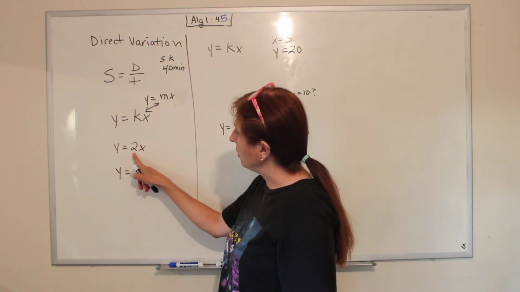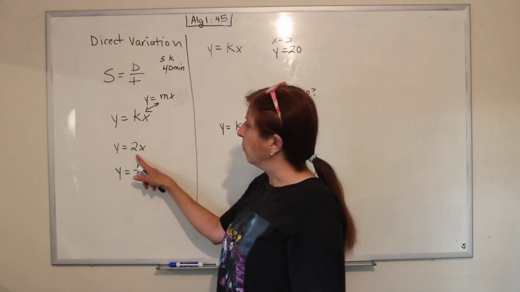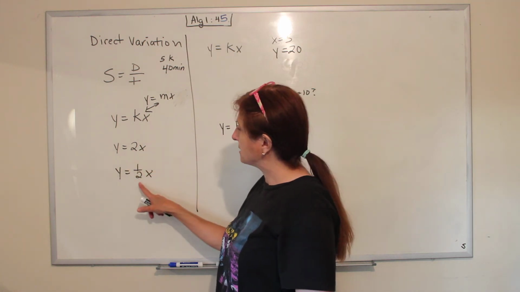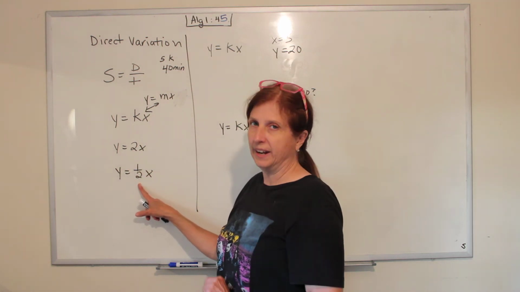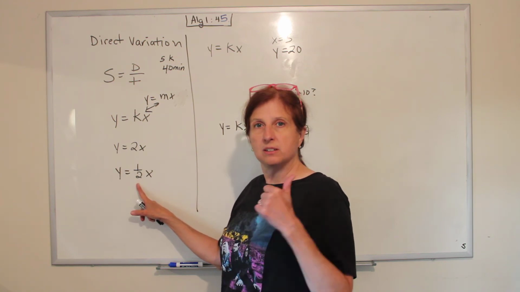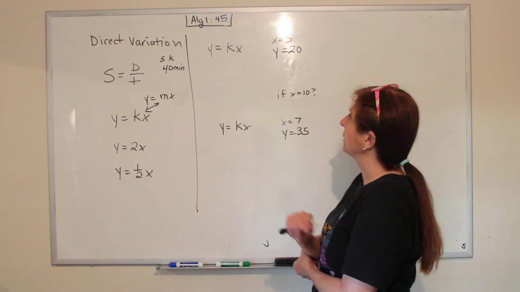So here, what's the slope? It's 2. What's the constant term? It's 2. What's the slope here? 1/2. What's the constant term? 1/2. So far, so good? Okay. This is how the problems look.